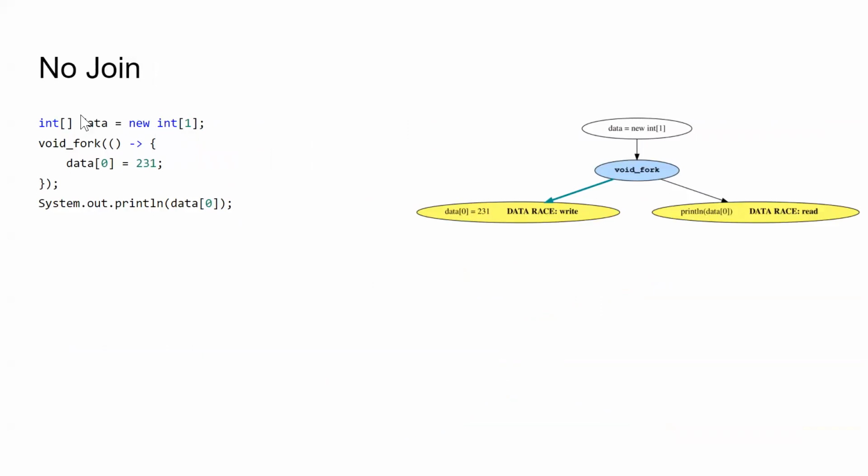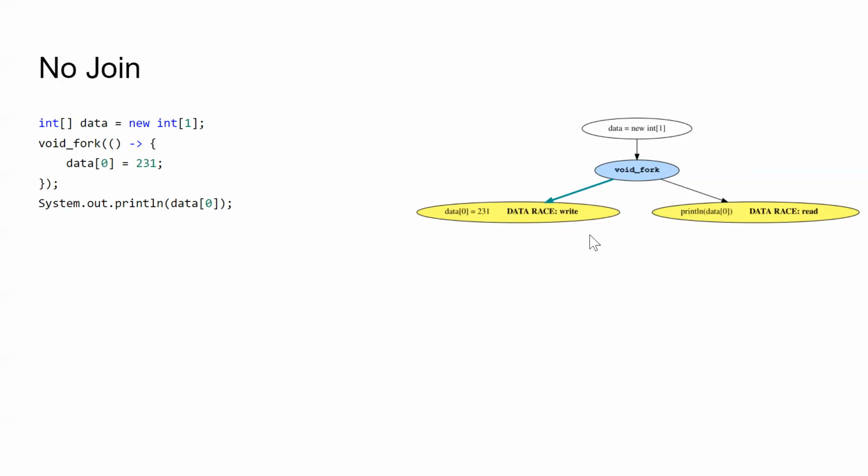So let's just talk about a couple of data races. The first one, I want you to imagine, is no join. If you look at this program, we create some data, we fork a task that assigns data to 231, and then print it out. If you look at the computation graph over here, this is a race condition and a data race. This task is reading data sub 0 when it's printing it out, and this one is writing it. So what the program will output depends on whether this write happens before the read. It can either print 0 or 231.